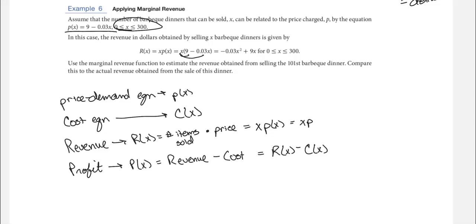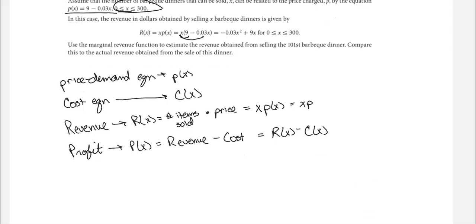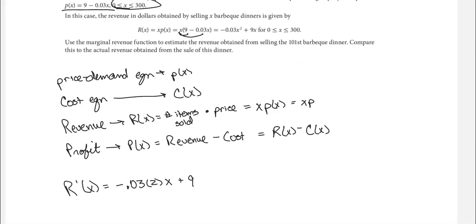We want to use the marginal revenue function to estimate the revenue attained from selling the 101st barbecue dinner. So we first got to find the marginal revenue equation. So to do that, we're going to take the derivative. So it's going to be negative 0.03, bring the exponent down, subtract 1 from the exponent. Same thing for the 9x. That's an understood 1 as the exponent, so I'm going to bring the exponent down, subtract 1 from the exponent. So negative 0.06x plus 9 is my marginal revenue equation.